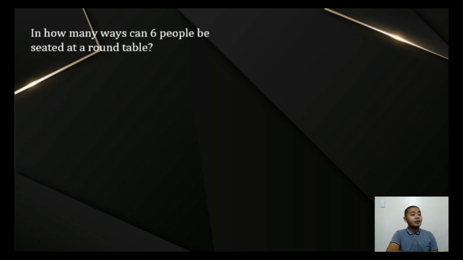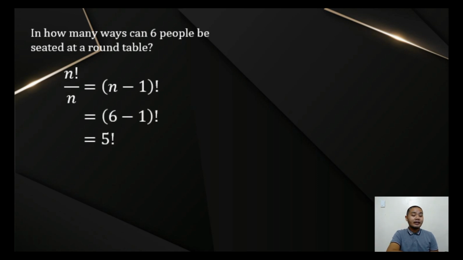Number 7. So, yung 7 and 8 is about circular permutation. In how many ways can 6 people be seated at a round table? Napakadali lang nito. So, yung formula is actually n factorial over n, which is equivalent to the quantity of n minus 1 factorial. So, yung n mo dito is the number of people. So, in that case, this will be the quantity of 6 minus 1 factorial. Simplify lang yan. That is 5 factorial. And 5 factorial is actually 120.